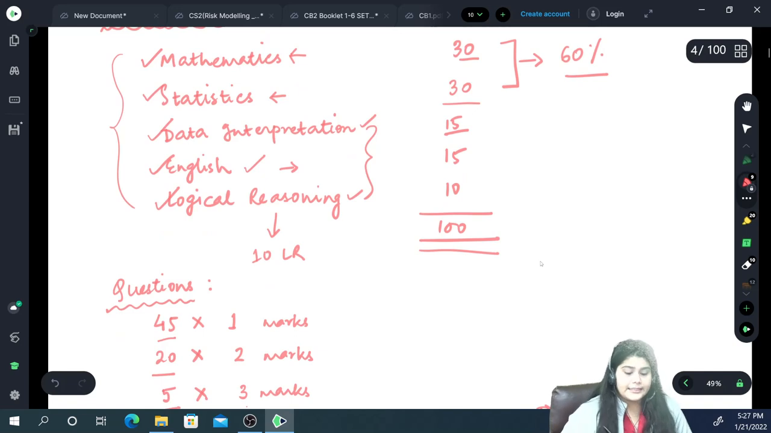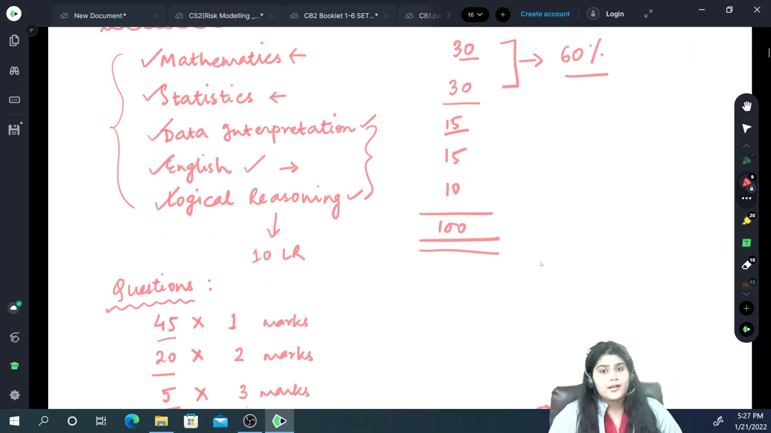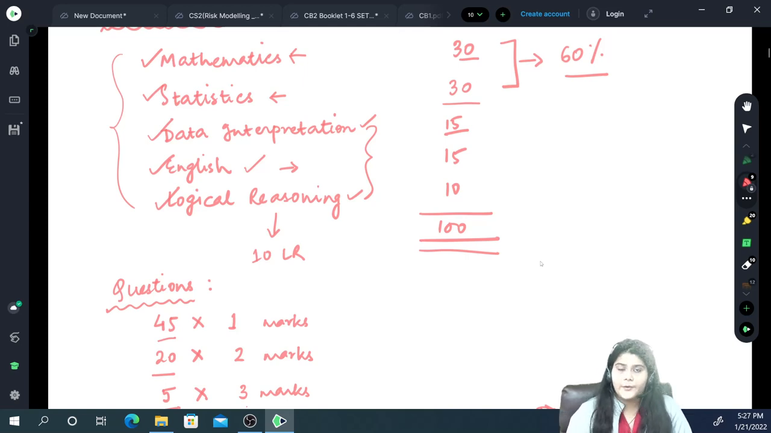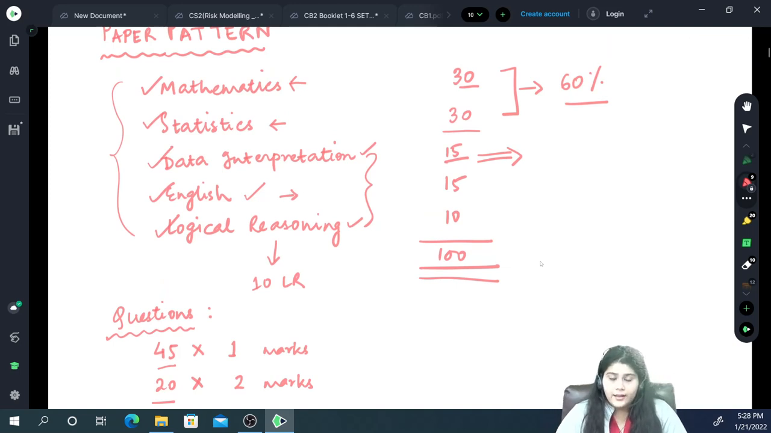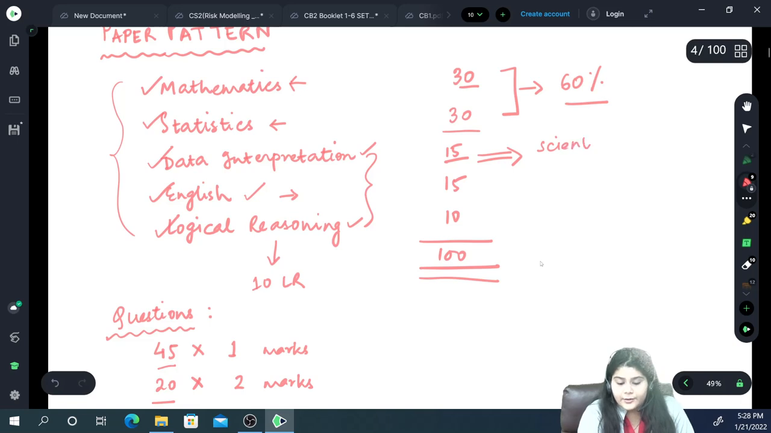Okay? Data interpretation again, there are some 6-7 forms of data interpretation which you have to know how to read, how to interpret, and after that you're good to go. All you have to do is practice in this section particularly, and of course for the maths and stats portion as well. But data interpretation involves a lot of calculations, so you have to be comfortable using a scientific calculator.